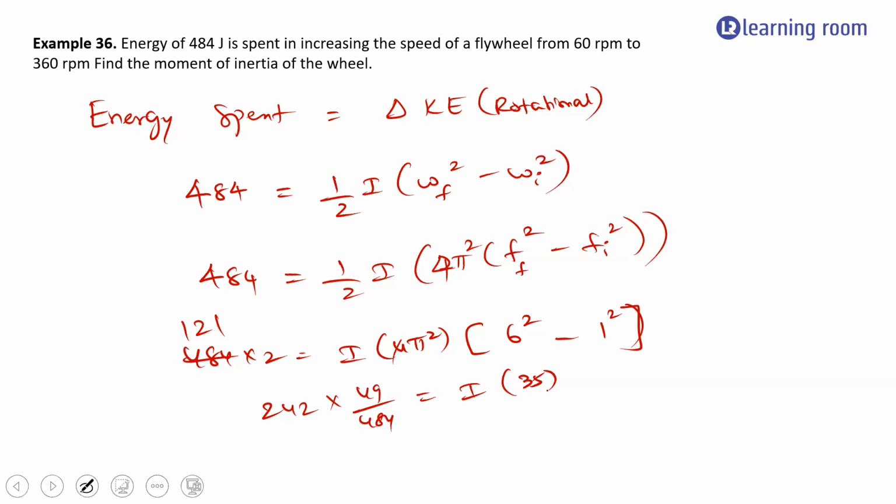Am I right? So observe what is going to happen. 242 will cancel this 2 times. So I will be equal to 49 divided by 70. How much is that? 7 by 10. It is going to be 0.7 kilogram meter square. Did you understand?